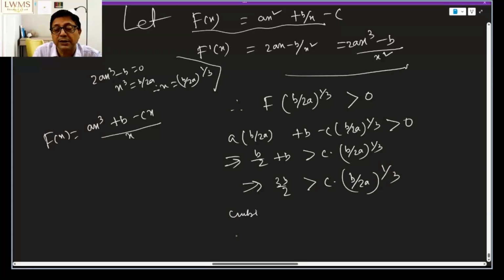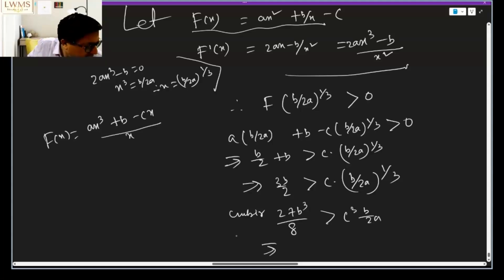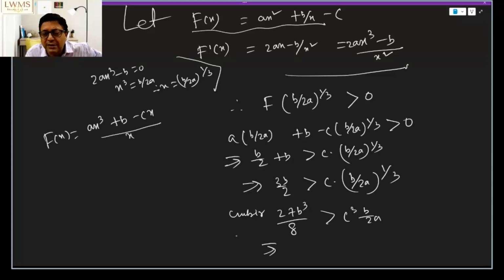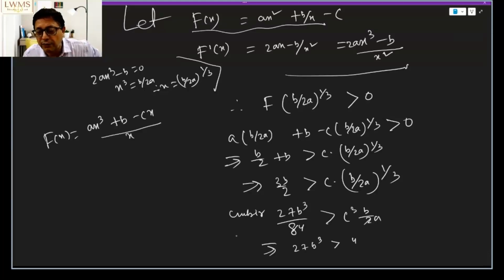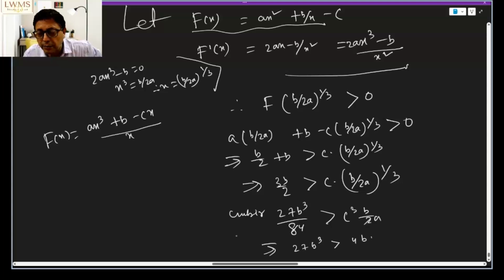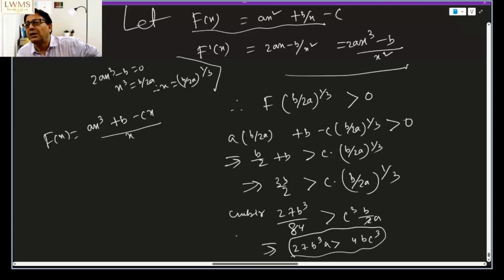Now cubing both sides. 27b cubed by 8 greater than... check what is coming over there. Check. B getting cancelled. 1b getting cancelled. These two also. So 27b cubed greater than 4bc cubed. This only we are supposed to prove, no? Check. So done.